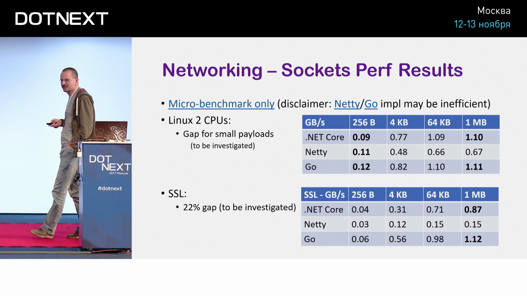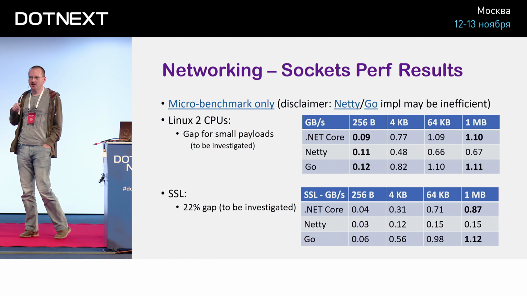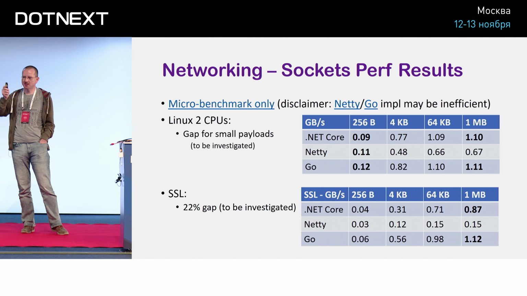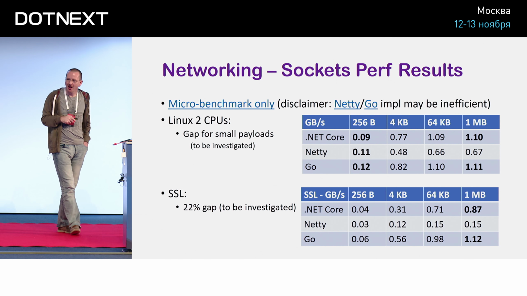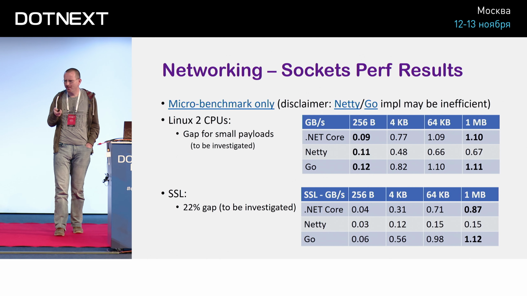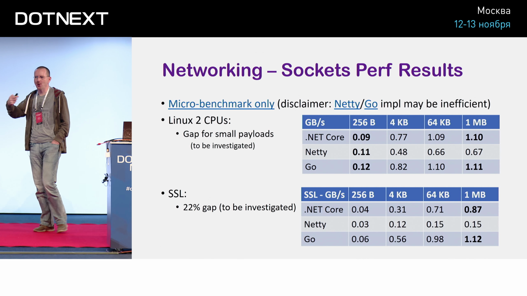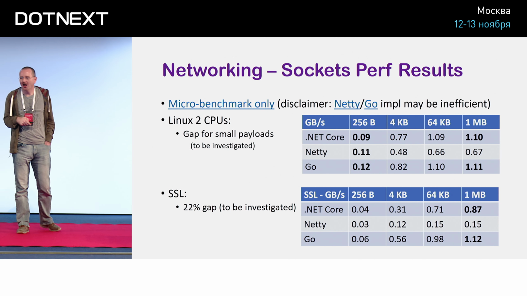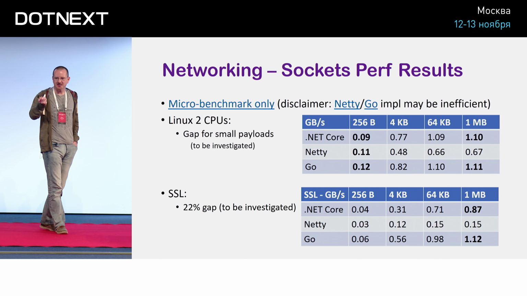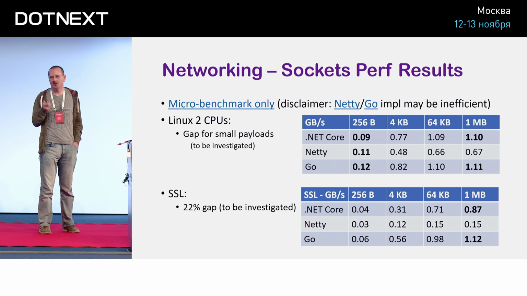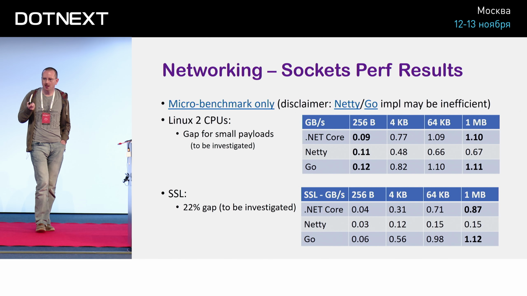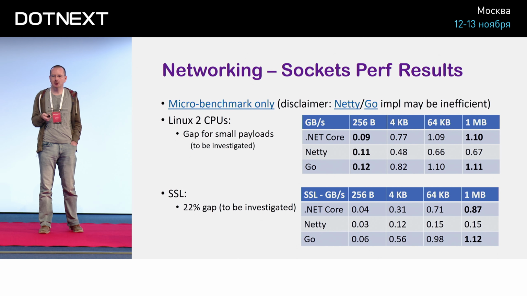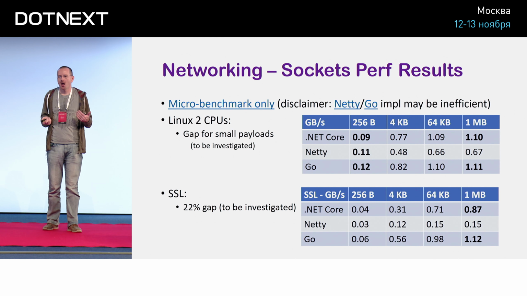Let's look at the SSL now. We measured the same thing with SSL enabled. Here, the results don't look that awesome, at least for us. .NET seems to do even worse, but again, we don't know if it's because of our handwritten .NET application. But basically there's a 22% gap with the SSL from Go, and if you look at SSL Go versus non-SSL Go, it is basically the same performance.